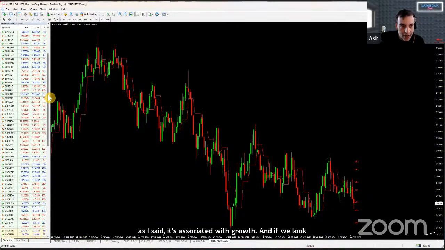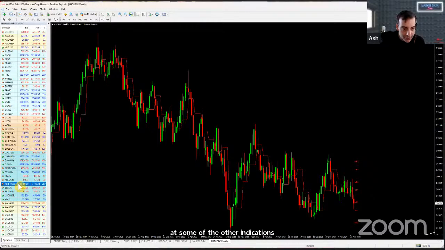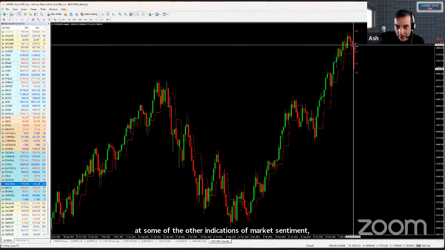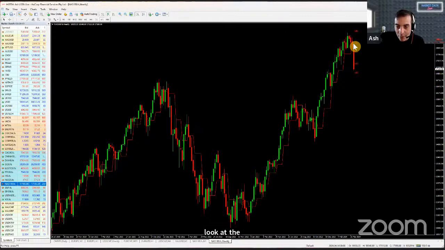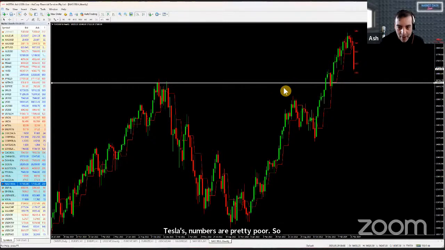But the problem that the Australian dollar's got is that, as I said, it's associated with growth. And if we look at some of the other indications of market sentiment, look at the NASDAQ. It has just been absolutely obliterated over the last week. The last few weeks it was weakening, but this is a huge sell-off. You really have to go all the way back to 2021 before you see a bar with that much selling. Tesla's numbers are pretty poor, so that hasn't helped the Nasdaq trying to remain positive.